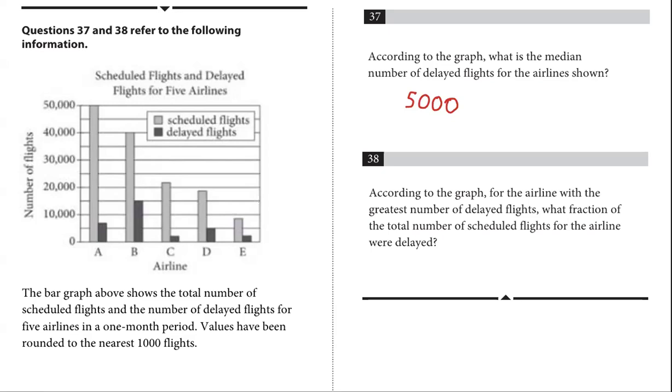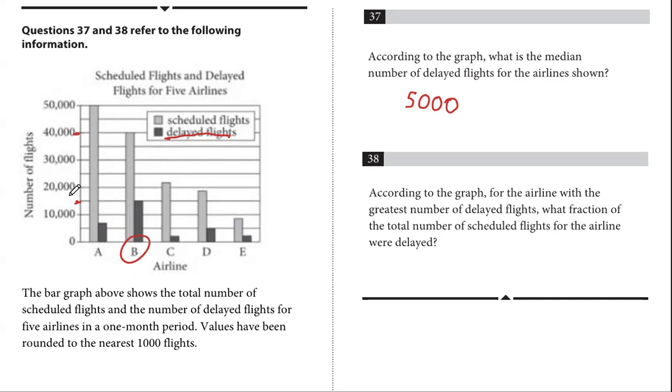Okay, so for question 38, according to the graph, for the airline with the greatest number of delayed flights, so delayed flights and the greatest number, the highest bar is B. So what fraction of the total number of scheduled flights for the airline were delayed? Again, they made sure that it was on the line because they do not want you guessing these numbers. Like, how would you know what exactly this is or this is? You don't. So they always keep these on the line. That kind of helps just make sure.